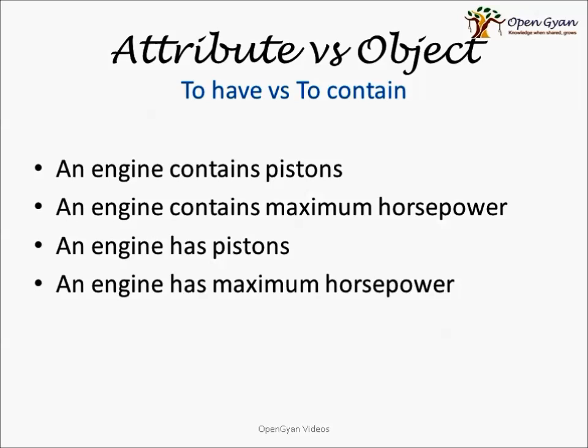So how do we decide the members of a class to be an object versus an attribute? A rule of thumb is to go by answering the question: has versus contains. Let's read the sentences. An engine contains pistons. An engine contains maximum horsepower. An engine has pistons. An engine has maximum horsepower. So the rule of thumb is, when the has sentence makes sense, then it's an inner object and it has to be mapped as a class, and when the contains sentence makes sense, it is an attribute. So an engine contains maximum horsepower, an engine has pistons.